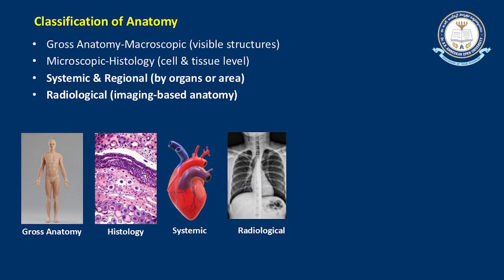And you have the systemic and regional anatomy, in which the organs and areas are put in. For example, this is the heart, the systemic anatomy. And then you can also classify anatomy as radiological anatomy or image-based anatomy, which is very relevant to you. The systemic and the radiological, you need to be well versed. So let's go deep into anatomical orientations now.